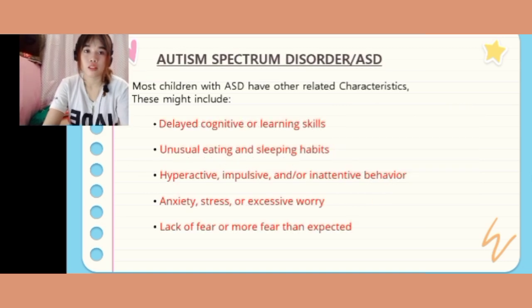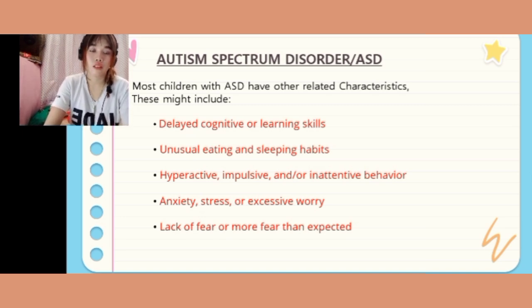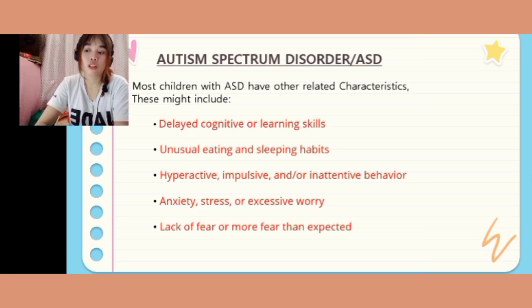Most children with ASD have other related characteristics, and these may include, first, delayed cognitive or learning skills. This term is used when a child has certain limitations in mental functioning and in skills such as communicating, taking care of themselves, and social skills. These limitations cause a child to learn and develop more slowly than a typical child. Next, we have unusual eating and sleeping habits, and hyperactive, impulsive, and or inattentive behavior, which is what we call ADHD, or attention deficit hyperactivity disorder, a behavior disorder usually first diagnosed in children and characterized by inattention, impulsivity, and in some cases, hyperactivity.